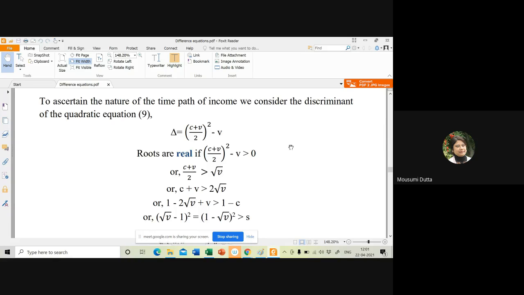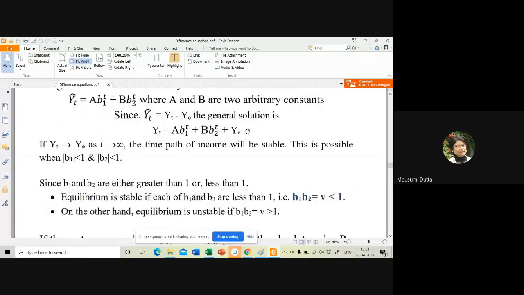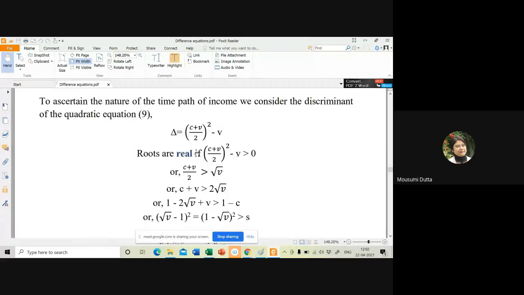Okay, and is there any problem regarding the C plus V by 2 whole square minus V format? Please check. So I hope it's fine to everyone. Yes, ma'am.